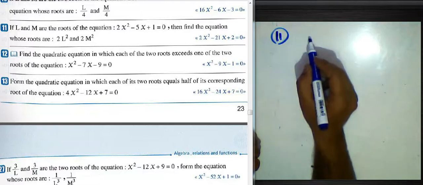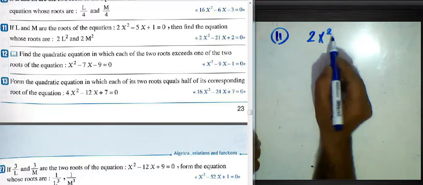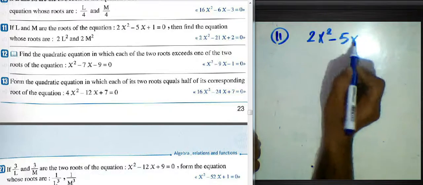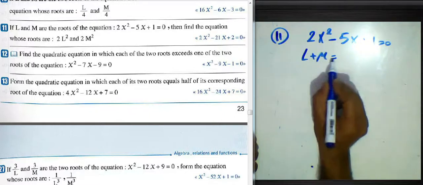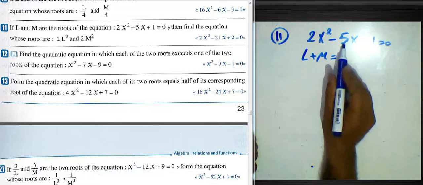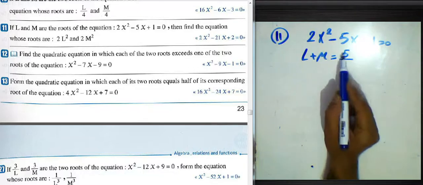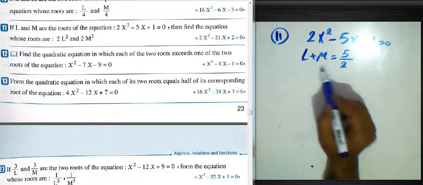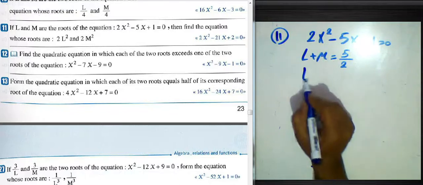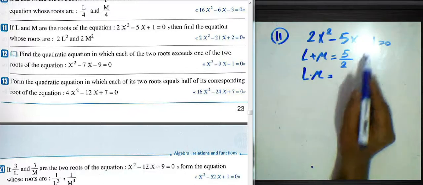The equation was 2x² − 5x + 1 = 0. We know α + β for this equation equals 5/2. We write negative the coefficient of x over the coefficient of x². So α + β = 5/2, and the product αβ = 1/2.